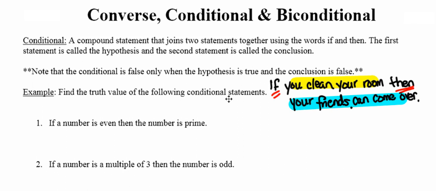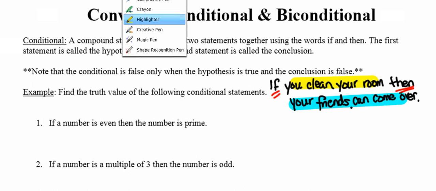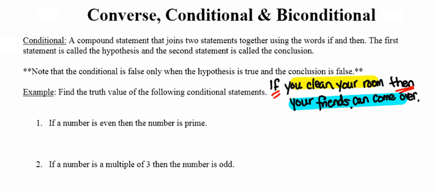So down at the bottom it says, find the truth value of each of the following conditional statements. When it's asking me to find the truth value, what it's really asking me to do is tell whether the statement is true or whether the statement is false. In other words, did I keep my promise or did I break my promise?